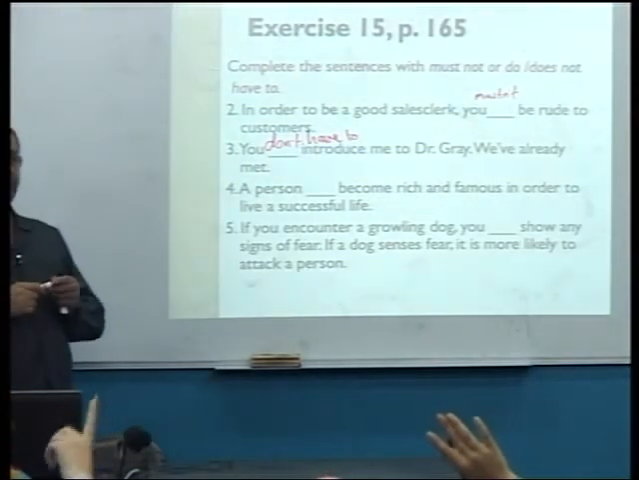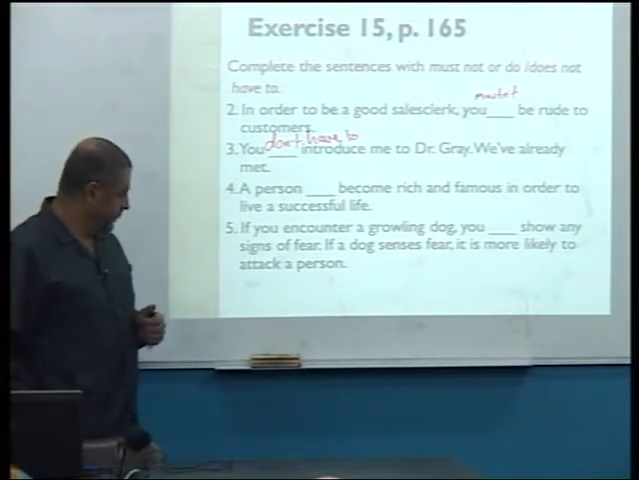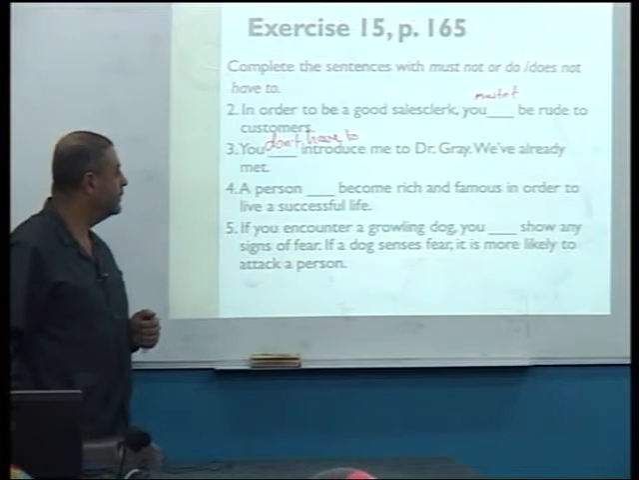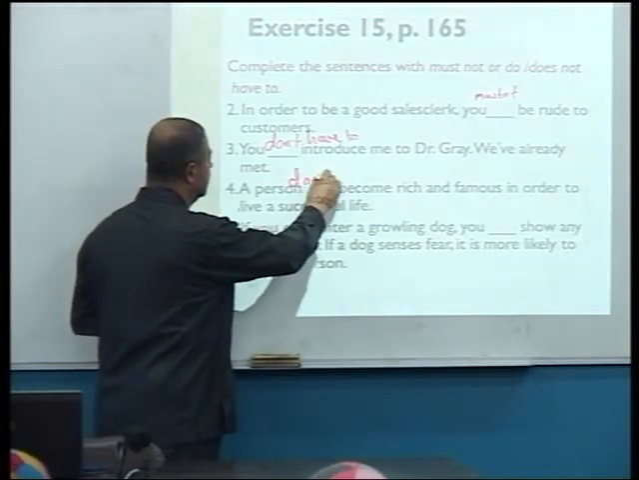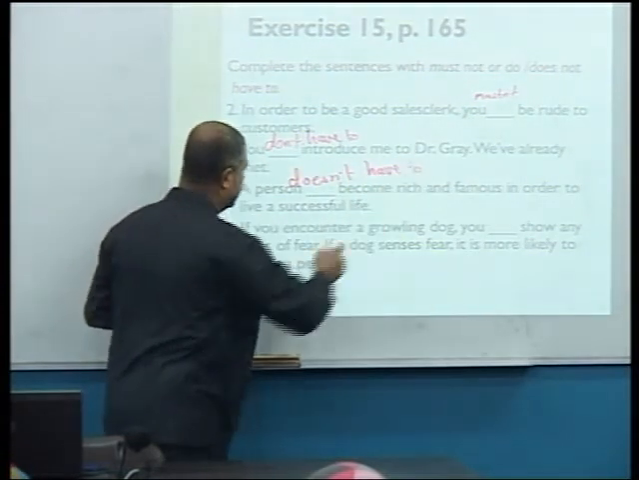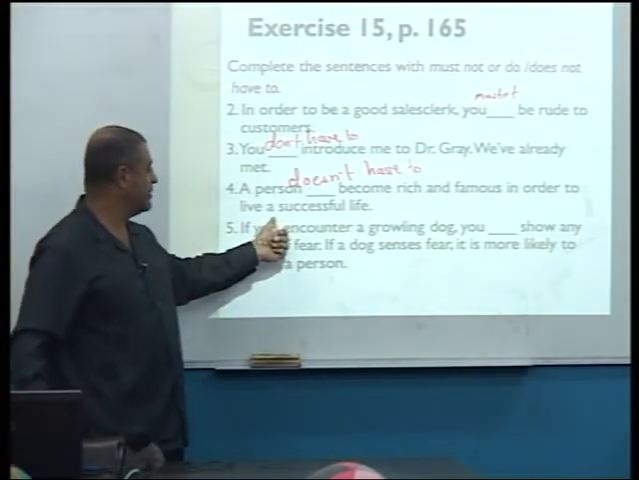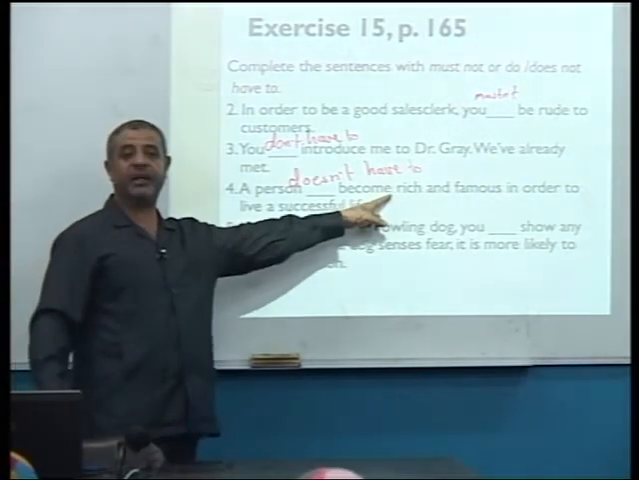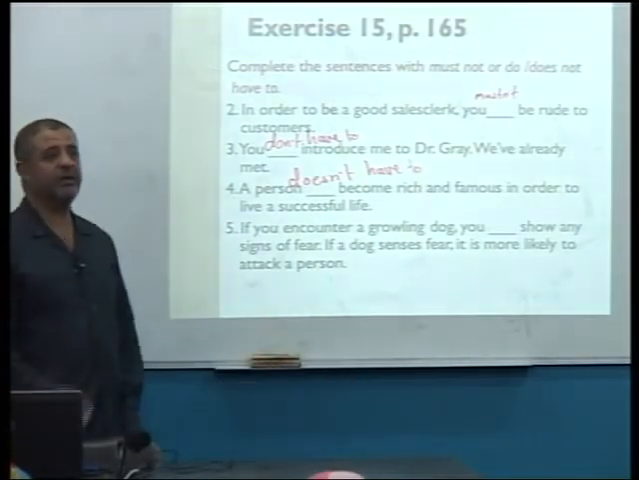Next one. A person doesn't have to become rich and famous in order to live a successful life. Very good. Thank you. Can you explain that? Yes, we use doesn't because a person is singular. And a lot of persons are successful, but they are not rich and not famous, right? Good. Thank you.